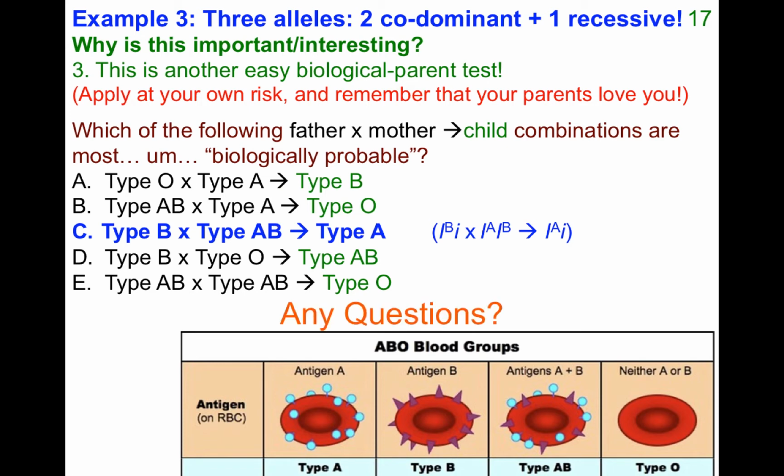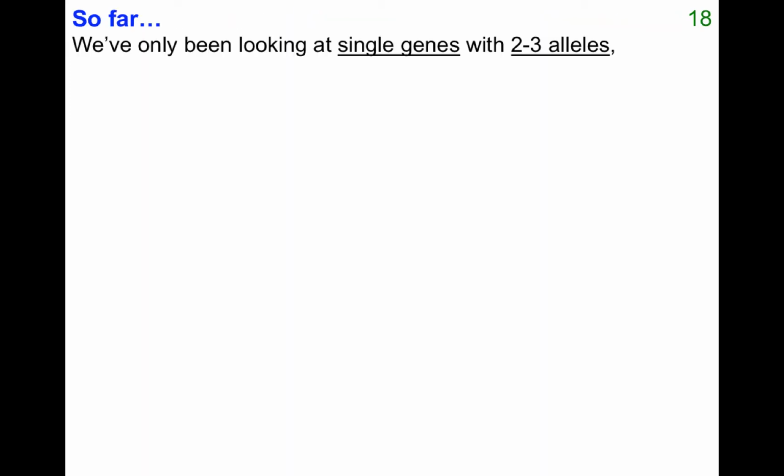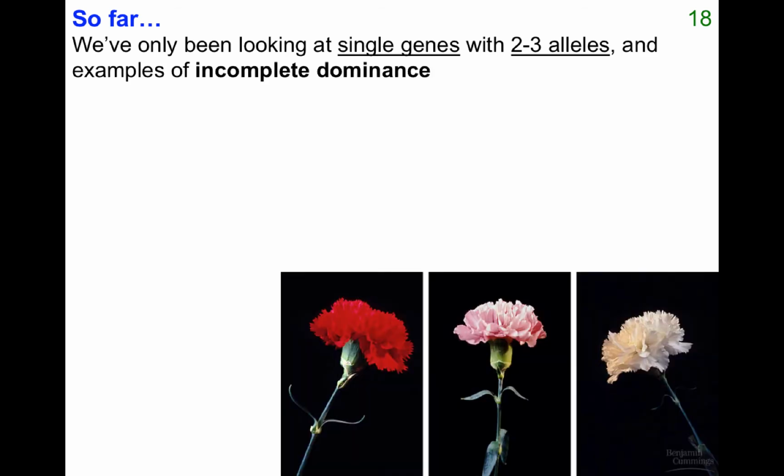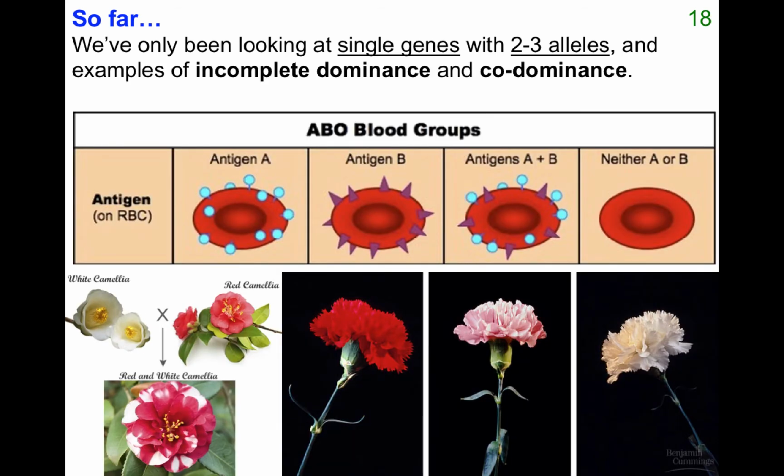Okay, moving on. So far, we've been looking at just single genes at a time, with that last example having 3 different alleles. And we looked at examples of incomplete dominance and co-dominance. Next, we're going to look at genes that have way more than just 2 or 3 alleles. Okay, so more multiple allelism.